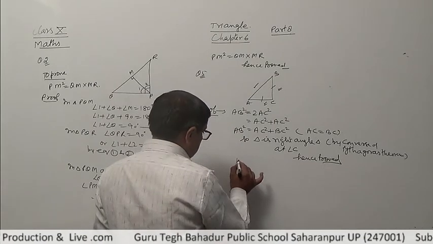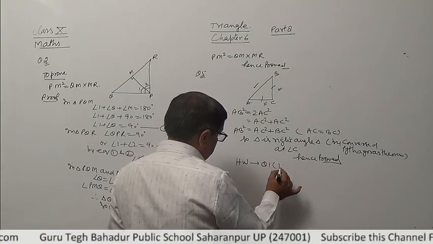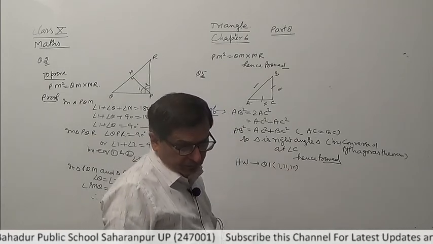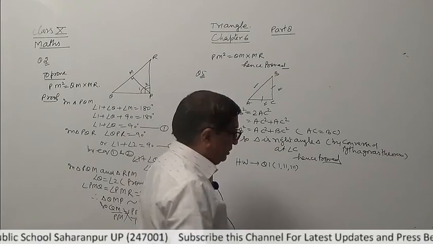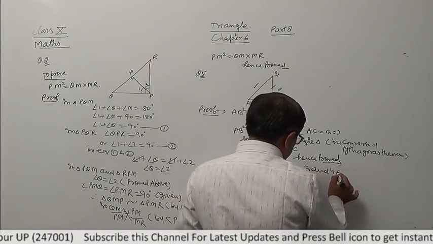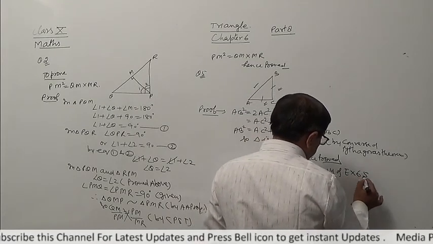Homework for you. Question number first, second and third part. Question number 3 and 4 of exercise 6.5.